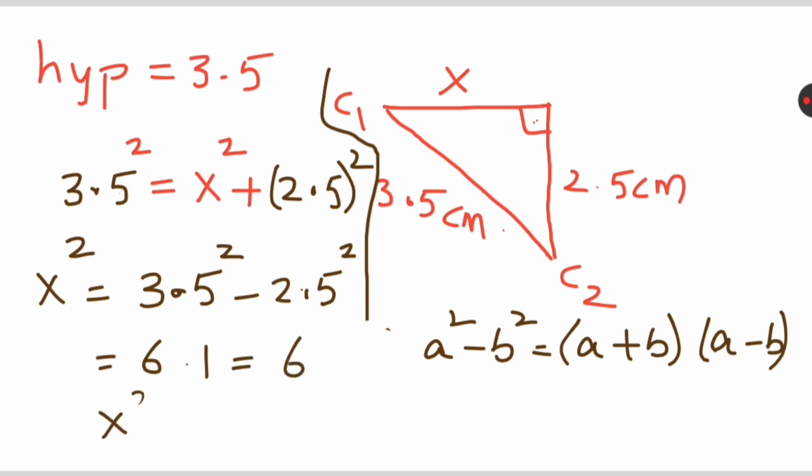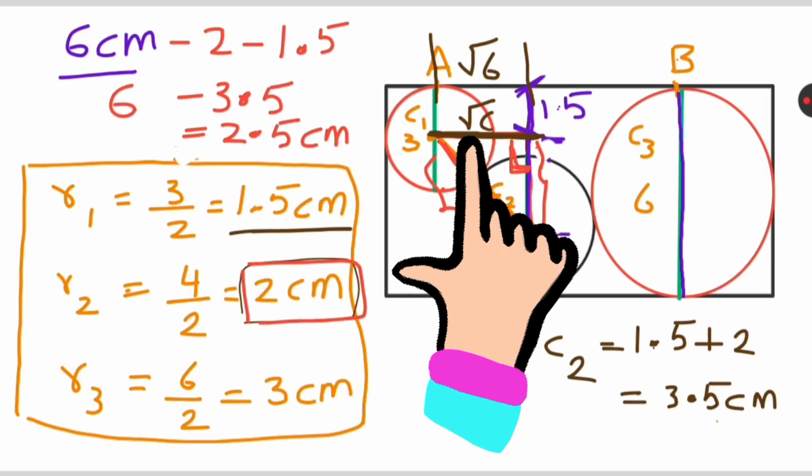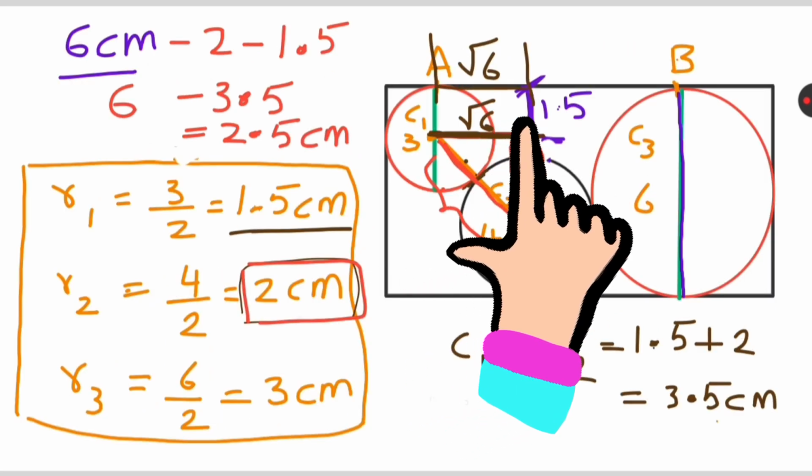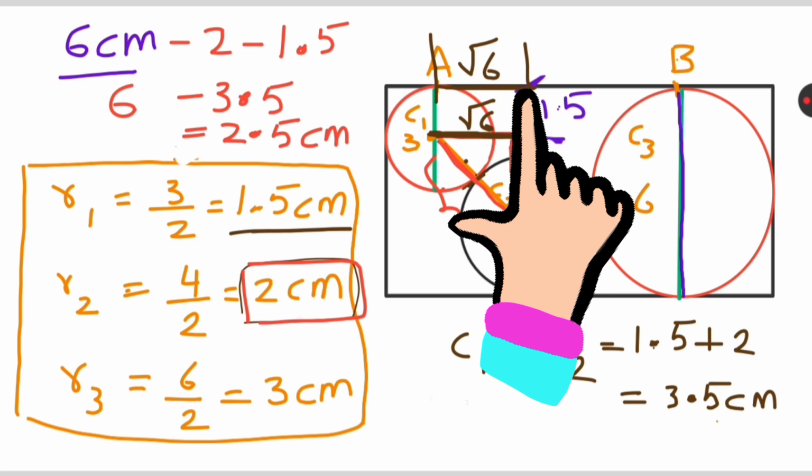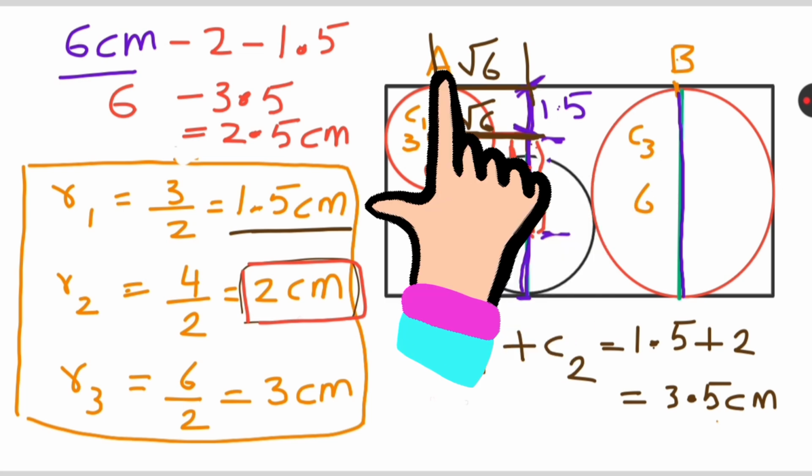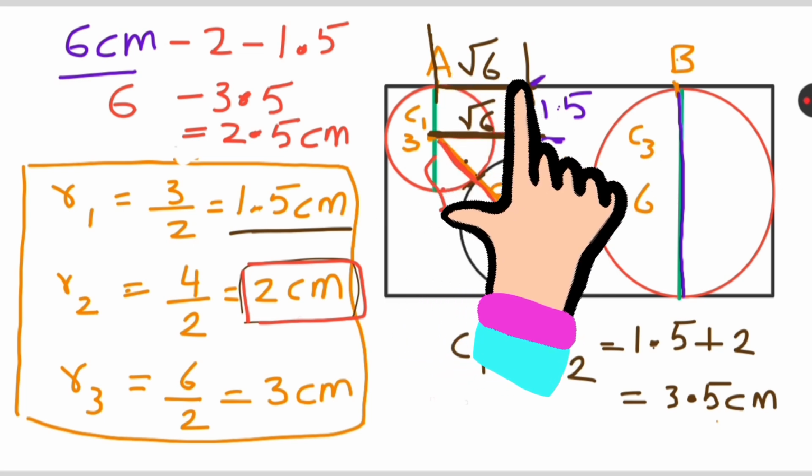So the x square, the value is 6. Then x is square root of 6. So that means this distance is root 6. Let's come back. This horizontal line is same as the top horizontal line because it is a rectangle. That's why from A to here the distance is root 6 centimeters.